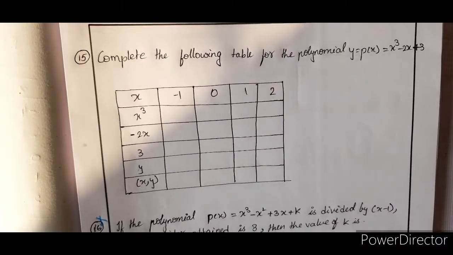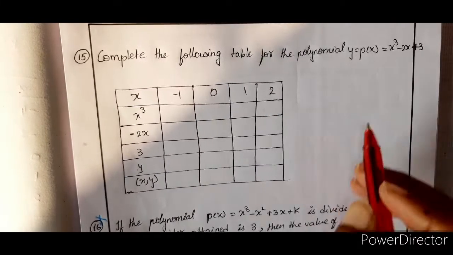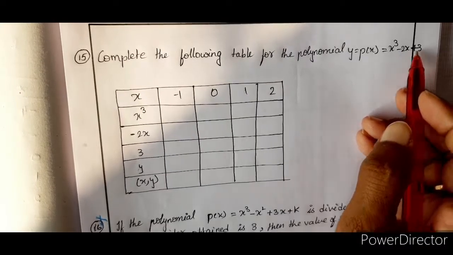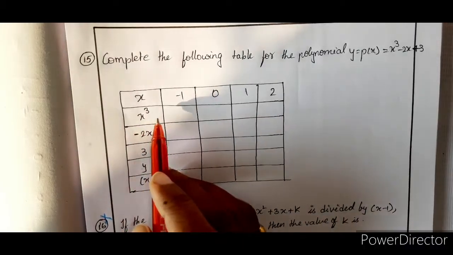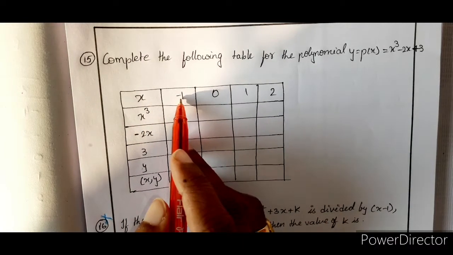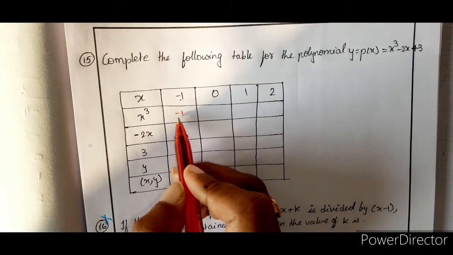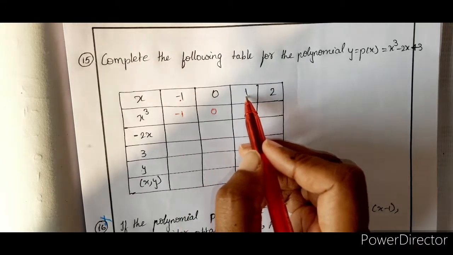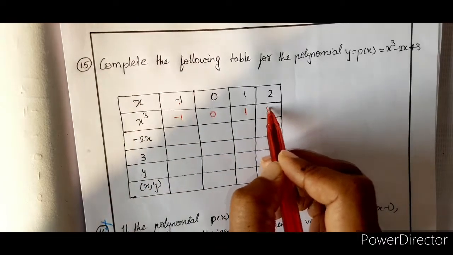So complete the following table for the polynomial y is equal to p of x is equal to x cube minus 2x plus 3. So here he is asking us only to complete the table. That means giving x cube for minus 1, right? So that is minus 1 whole cube is minus 1. When x is 0, x cube is 0. When x is 1, x cube is 1. When x is 2, 2 cube is 8.